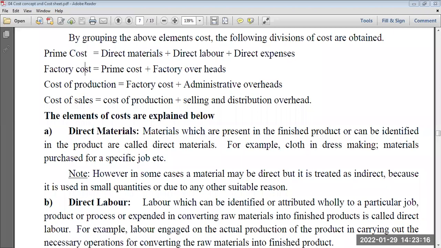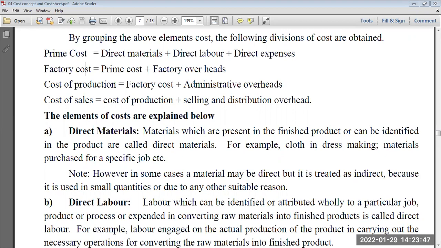Any expenditure which can be directly apportioned to, or directly connected to, the cost of production of one unit is called direct expenditure. Say, for example, to manufacture one notebook, I need 100 pages. The cost of buying those 100 pages is a direct material cost.